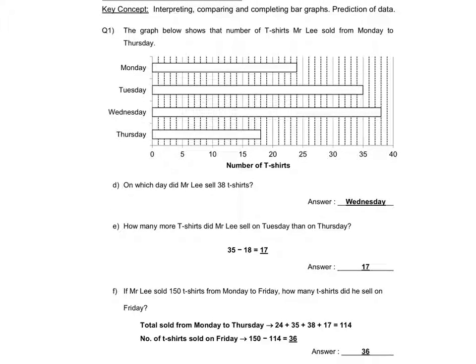For the first one, this is a horizontal bar graph, where the separate items are on the y-axis, which is the days. Remember to read the sentence: it shows you the number of T-shirts that Mr. Lee sold from Monday to Thursday, so you have different amounts on each day. On which day did he sell 38? That is very obvious, on Wednesday. How many T-shirts did Mr. Lee sell on Tuesday versus Thursday? Tuesday he sold more, Thursday he sold much less.